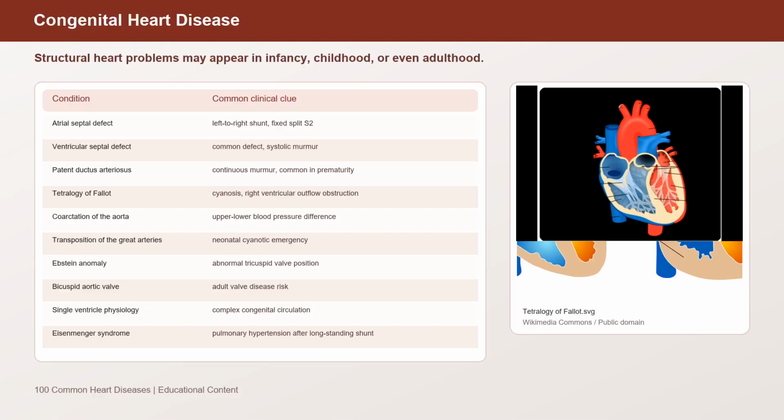Fifth, congenital heart disease. These are structural heart conditions present from birth. Cyanosis, heart murmur, poor growth, low oxygen saturation, and repeated respiratory symptoms require careful structural evaluation with echocardiography.